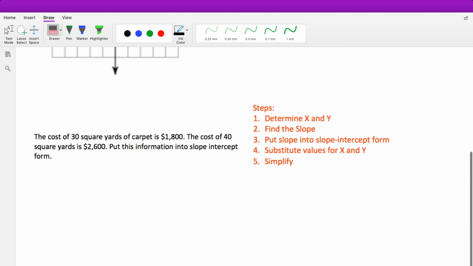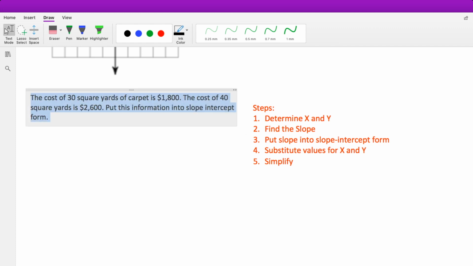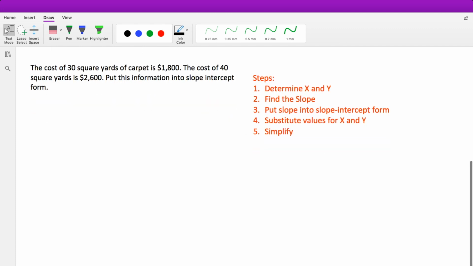All right, now for this next one, it says the cost, I'm going to move this up. Okay. The cost of 30 square yards of carpet is $1,800. The cost of 40 square yards is $2,600. Put this information into slope-intercept form.